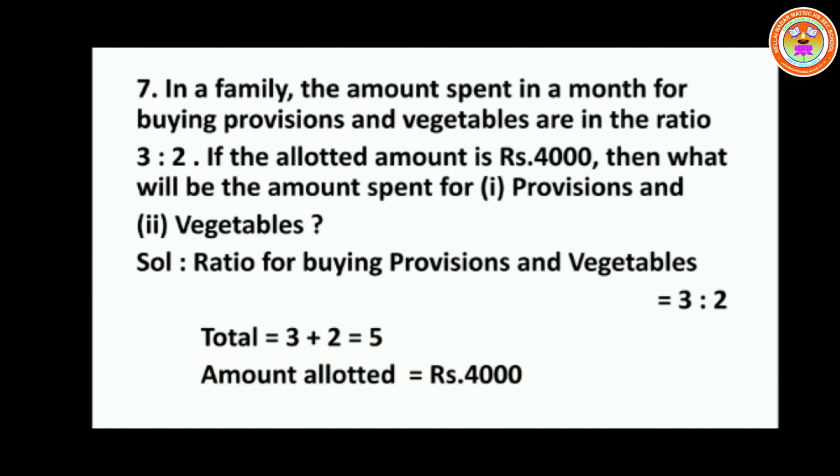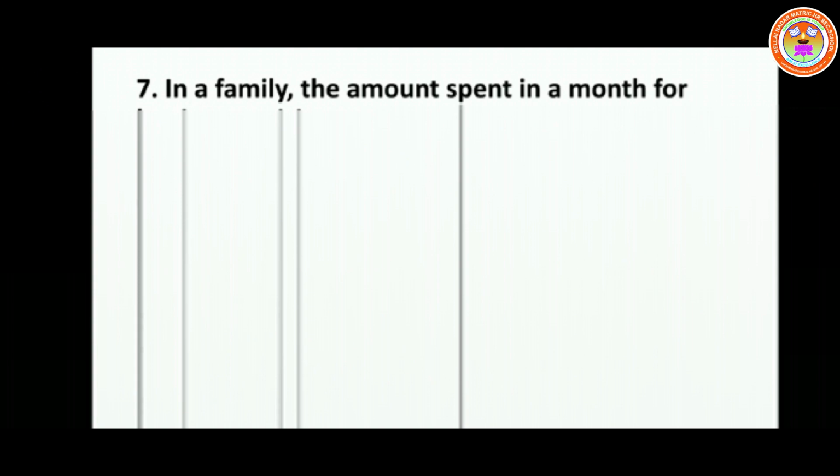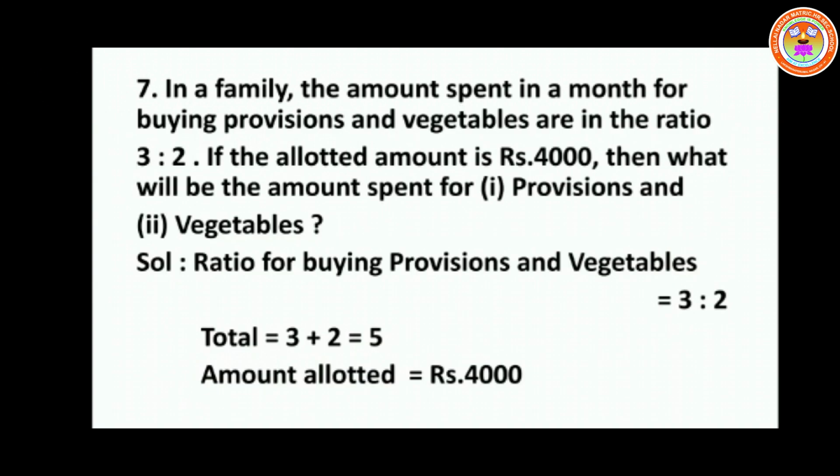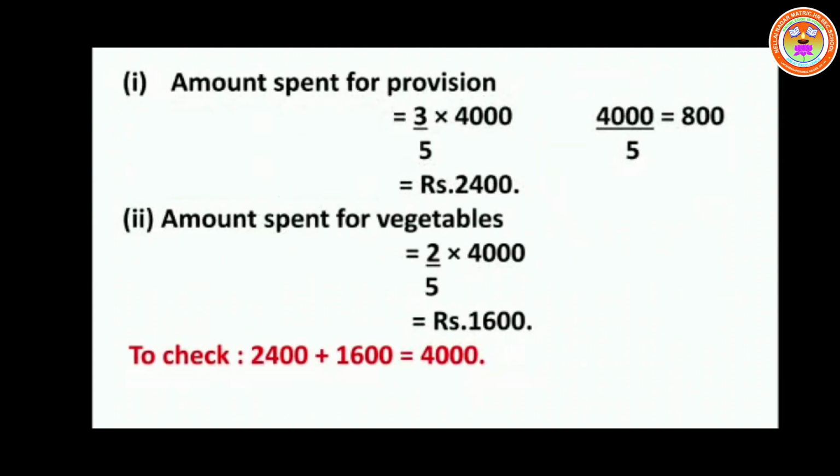Solution. Ratio for buying provisions and vegetables is 3:2. Like before, we add both the parts. The same thing here also. We are going to add the total equal parts, that is 3 plus 2 is equal to 5. What is the amount allotted? Rupees 4,000. Now let us do the first subdivision. Amount spent for provisions. So what is the provision ratio they have given?